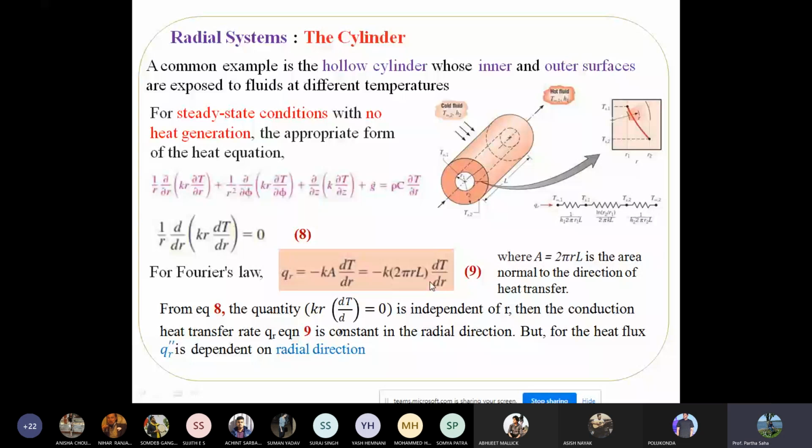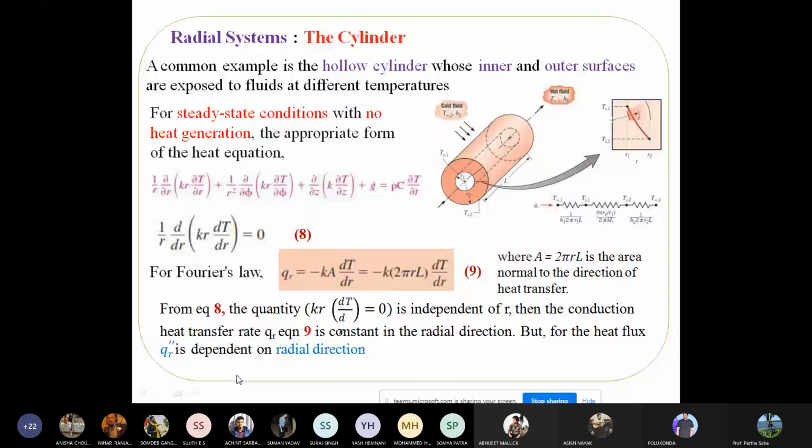Now what you can see is that in this equation, the quantity k r dT by dr is equal to a constant, which is actually independent of r, that is the radius. So the conduction heat transfer rate, that is Qr, in this equation 9 is constant. Actually it is constant in the radial direction, but the flux is not constant, it is varying in the radial direction, right? The total amount is constant, but the flux is varying in the radial direction. So how will we determine this equation?